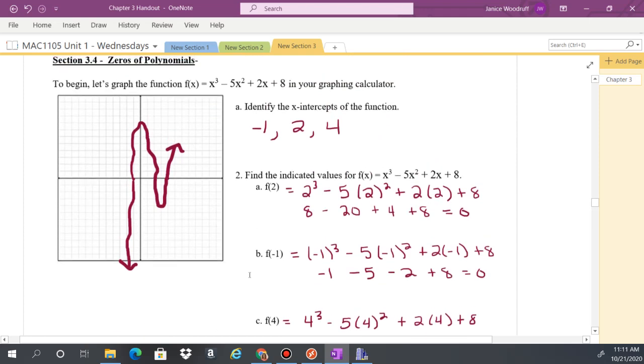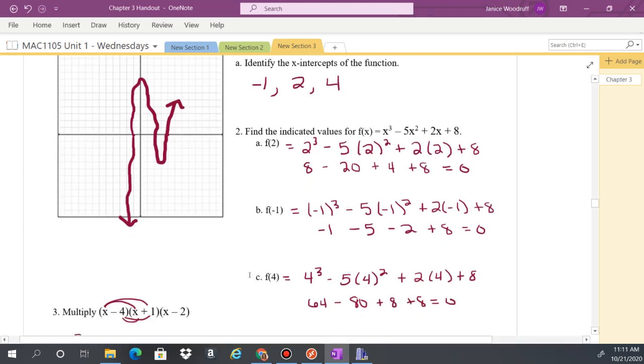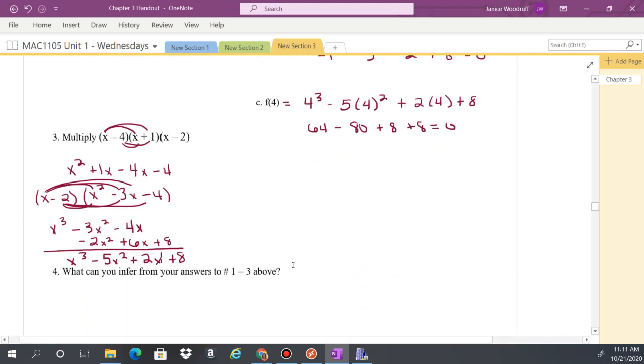All right, so the whole point of this is to show you guys what? What can we infer here?